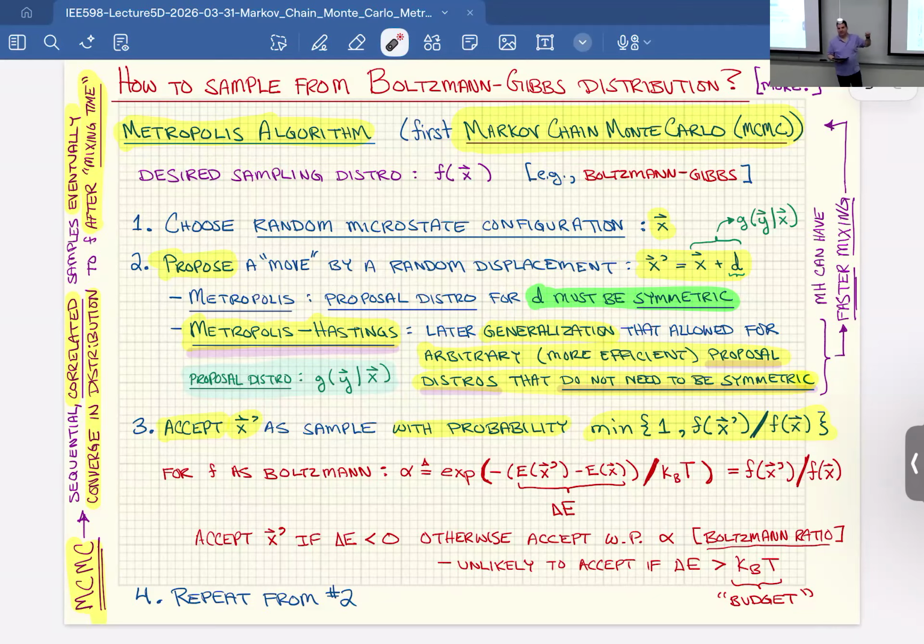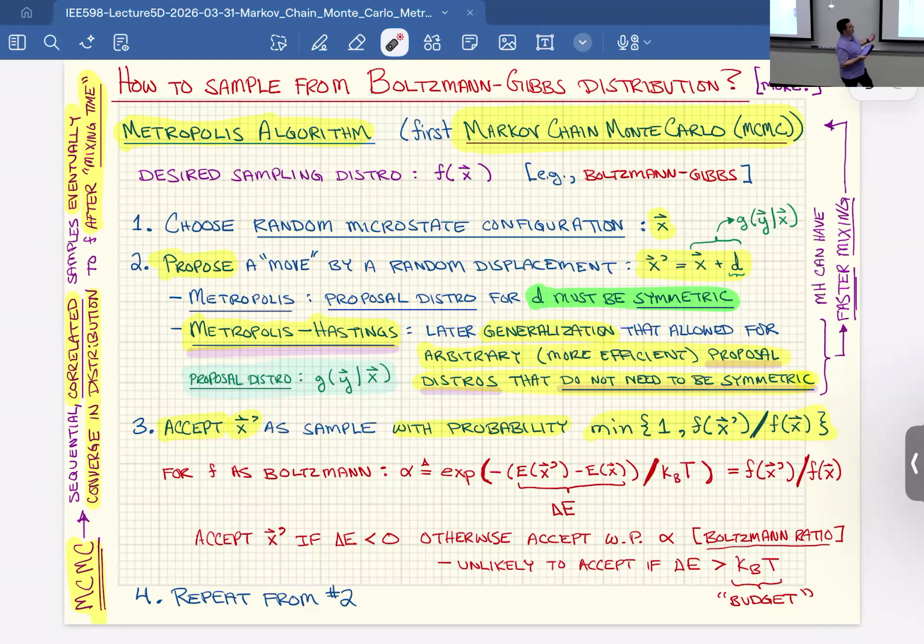Questions about that? Metropolis Hastings allows us to set a temperature and sample from the Boltzmann at that temperature. It really allows you to set any distribution and sample from any distribution.